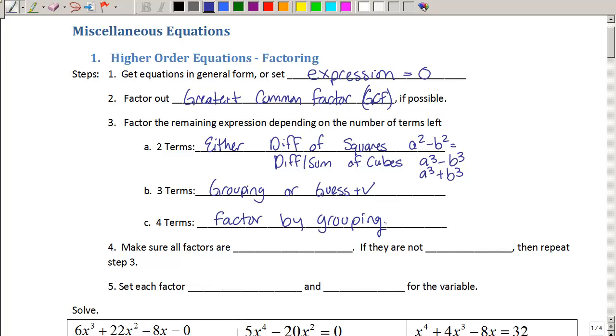Step 4 is to make sure that all the factors are prime. If they are not prime, then repeat step 3. Step 5, set each factor that includes a variable equal to 0 and solve for that variable. If you have a factor that doesn't have a variable in it, for example a GCF that is just a value, you don't need to set that equal to 0.